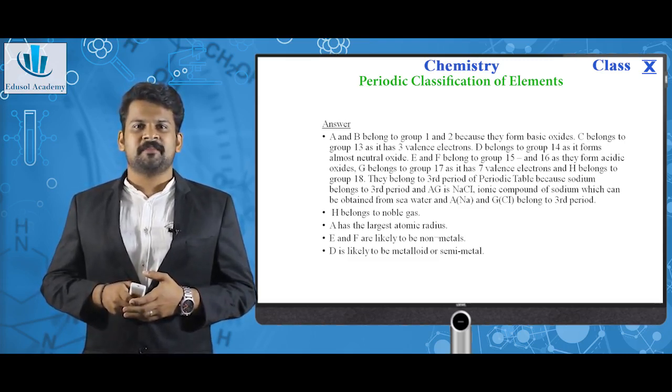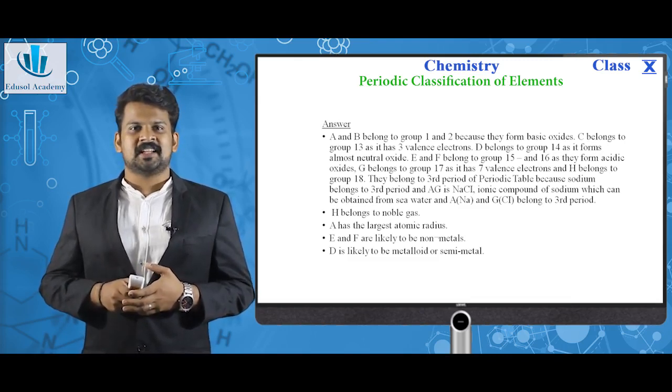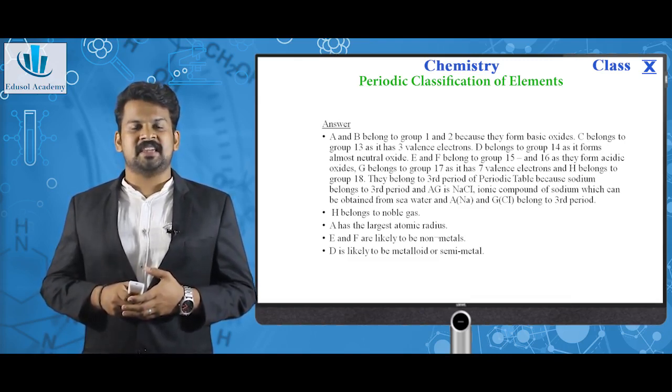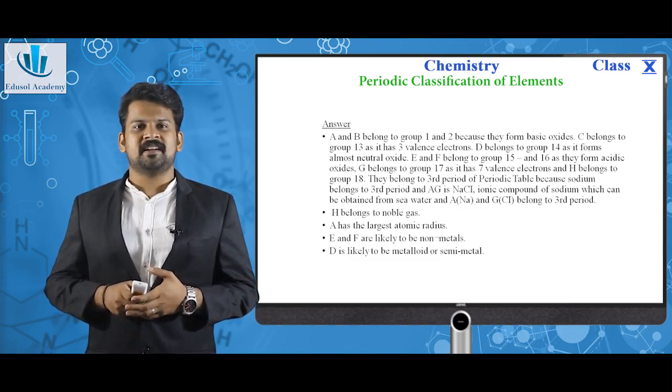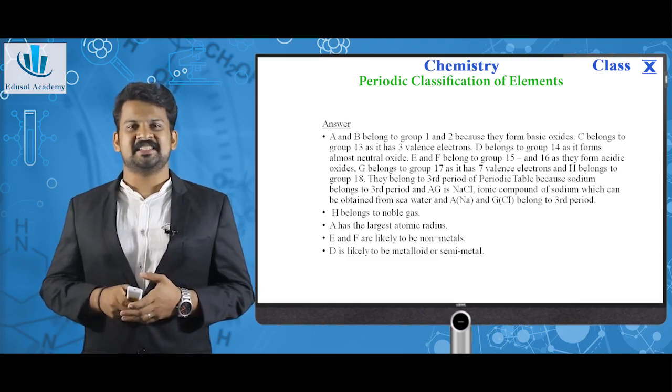The next question, which is a noble gas? H belongs to the noble gases. The largest atomic radius is A. Nonmetals are E and F. A semi-metal or a metalloid is D.